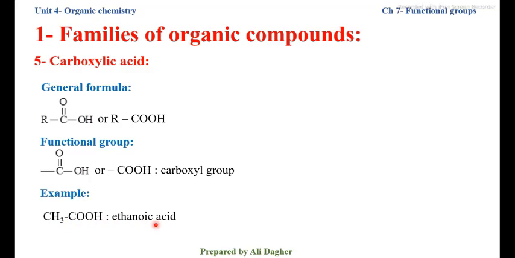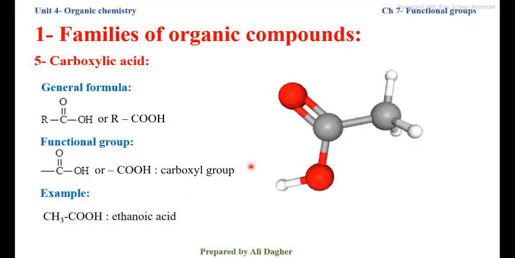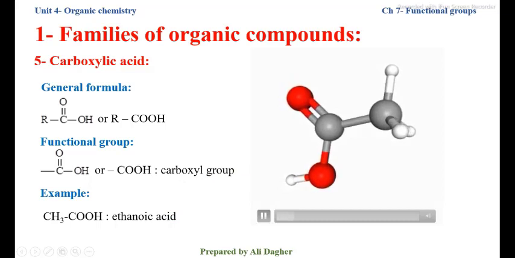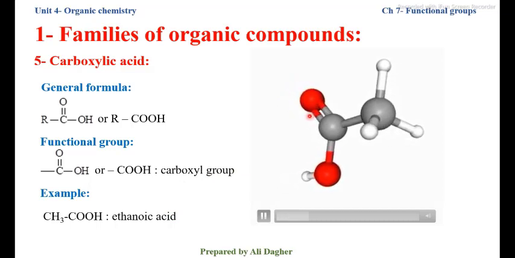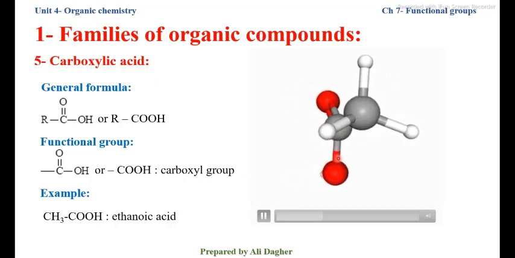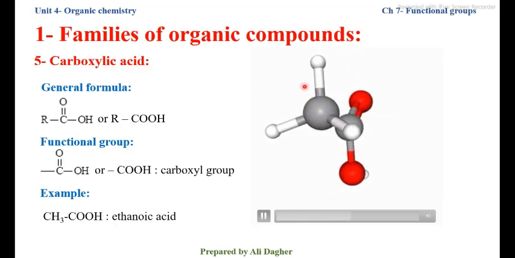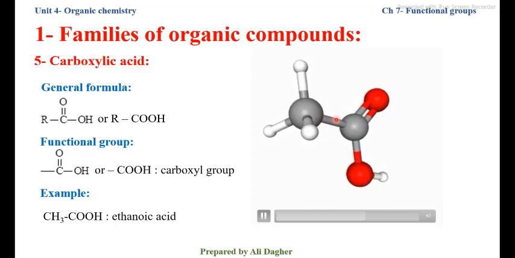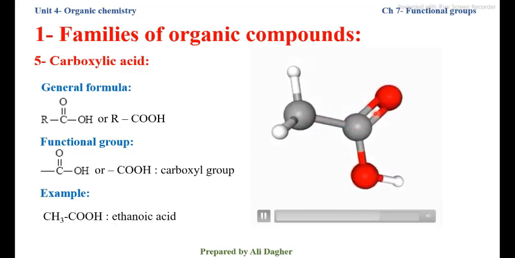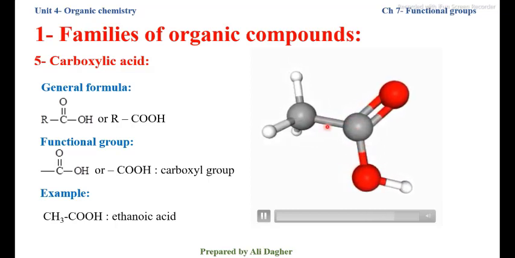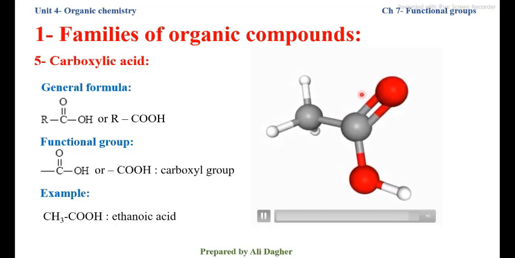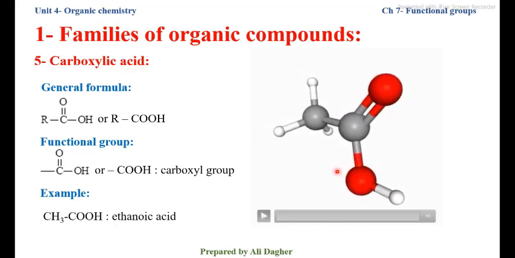CH3COOH, ethanoic acid. This is the 3D model of ethanoic acid, CH3, C double bond O, single bond OH. Then this is CH3, single bond, C double bond O, single bond OH. This is the carboxyl group, the characteristic group of the carboxylic acid.